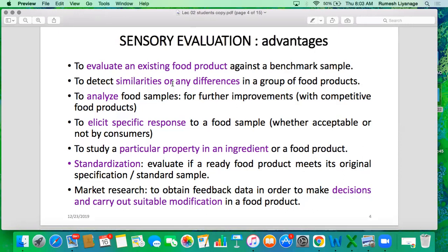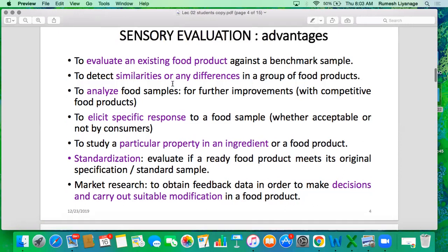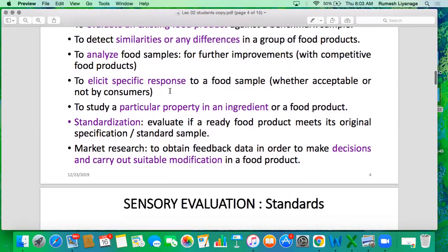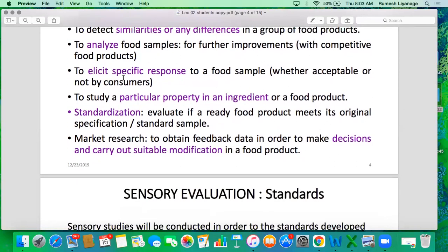To detect the similarities or any differences in a group of food products, to analyze food samples, further development, to elicit specific responses to food samples, whether it is acceptable or not, right?